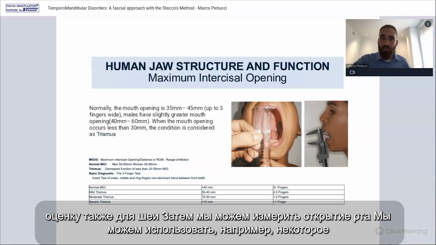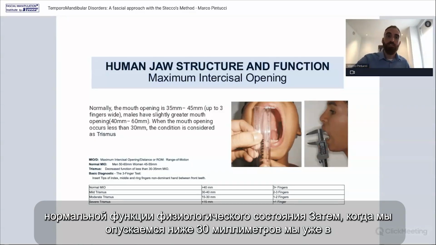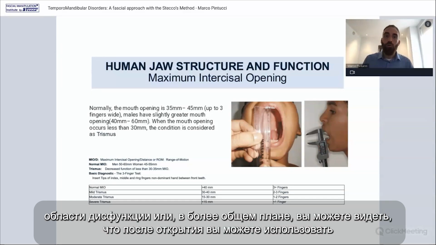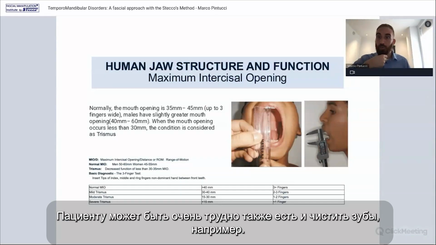We can then measure the opening of the mouth. We can use, for example, some values even with the plicometer. We know that above 40 millimeters is considered a very good state, a normal physiological function. When we go below 30 millimeters, we're already in an area of dysfunction. Or more generally, you can use the finger or the knuckle to check it. Below 2 knuckles, we're already in a decrease of function. It could be very difficult for the patient also to eat and to brush the teeth, for instance.